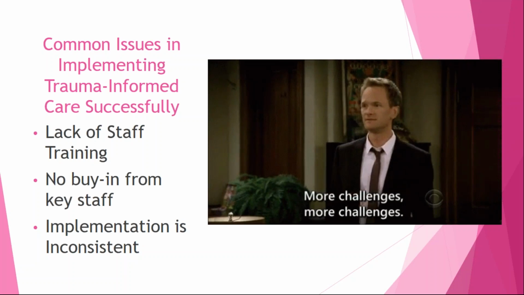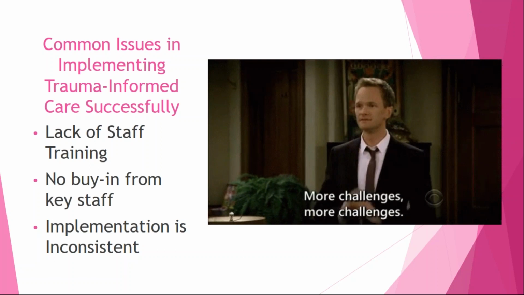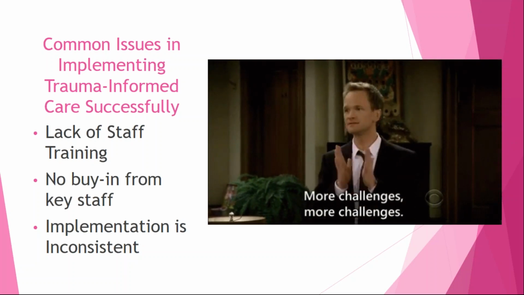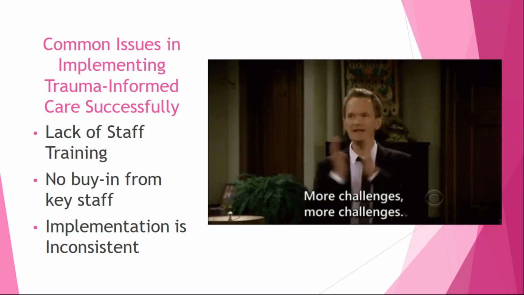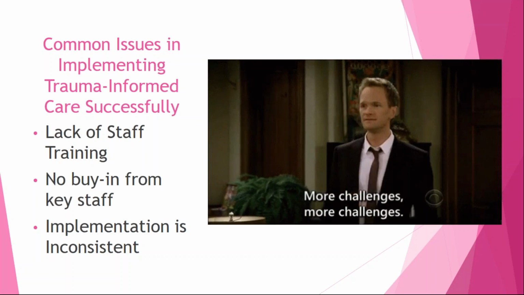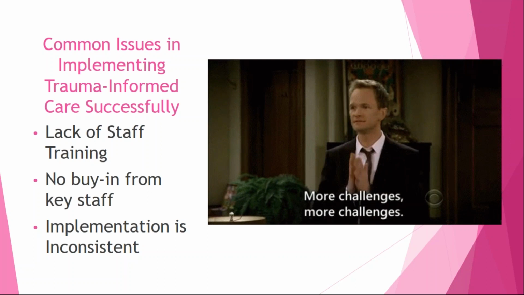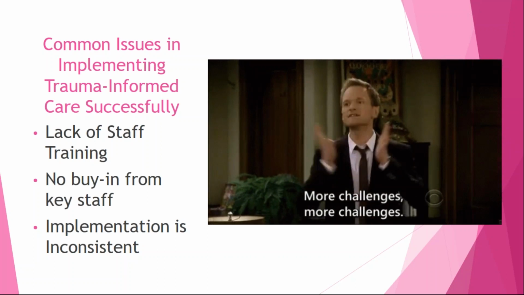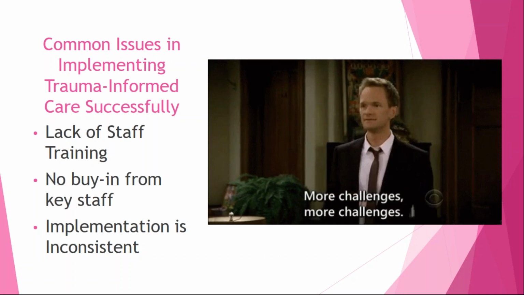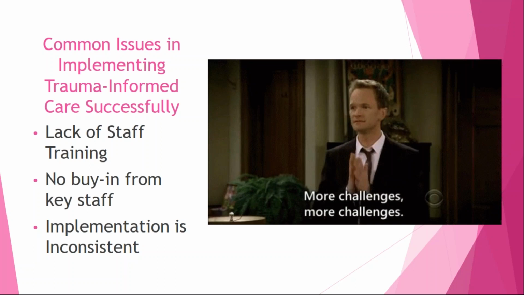The first one is lack of staff training. A lot of programs fail to ensure that all staff members receive training and support on implementing trauma-informed practices. You would sometimes have just one or two key staff members that were trained, but the rest of the staff didn't get that formal training. And without consistent staff training and supervision, it's difficult to gain staff buy-in, which is the next common issue: not having the buy-in from key staff, particularly staff who've worked in shelters for a long time, prior to the application of trauma-informed care.